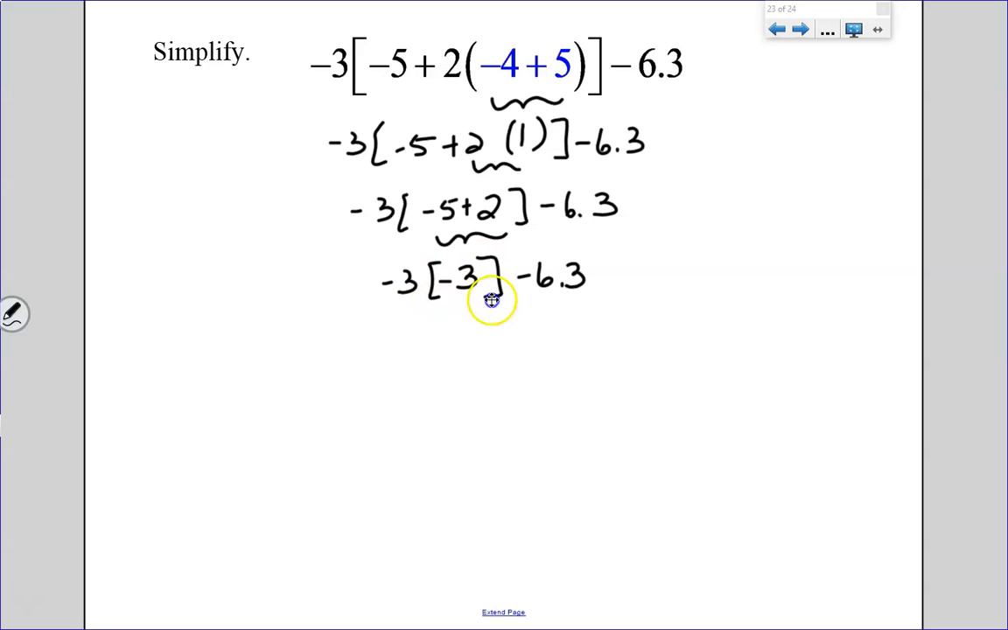I have a multiplication and subtraction, so I have to do the multiplication next. A negative times a negative makes a positive. So 3 times 3 is 9. That's a positive 9 minus 6.3. And then finally, I just have a regular subtraction here. 9 minus 6.3 would give me a 2.7.